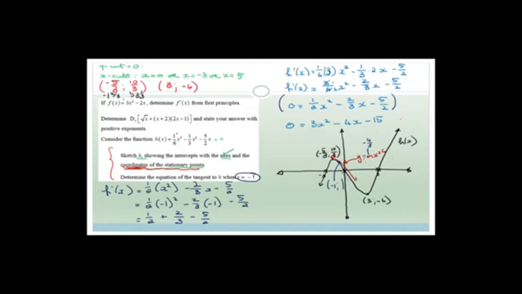So how are we going to find the y value? We're going to find the y value by substituting minus 1 into the original of this big horrible h of x. So we're going to go 1/6 times minus 1 cubed, minus 1/3 times minus 1 squared, minus 5/2 times minus 1. That's what we're going to be doing. And I just need to erase this bit to get it out of the way.